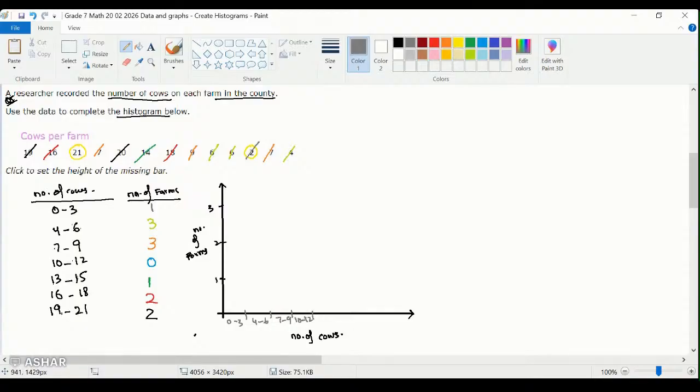Agreed? This is between 13 and 15. Then we have 16 to 18. Then we have 19 to 21, right? So what should be the height of the bar between 0 and 3? The height of the bar should be 1. What should be the height of the bar between 4 and 6? The height of the bar between 4 and 6 farms should be, agreed, 3. 7 and 9, they were still 3.